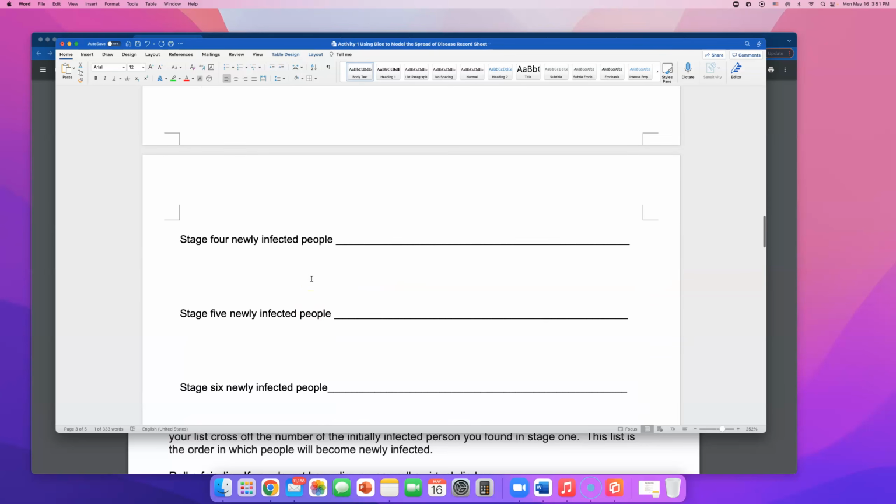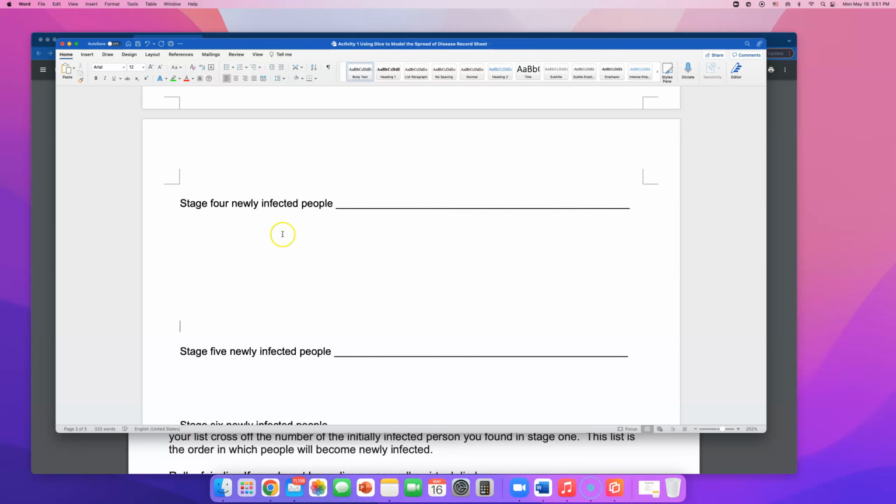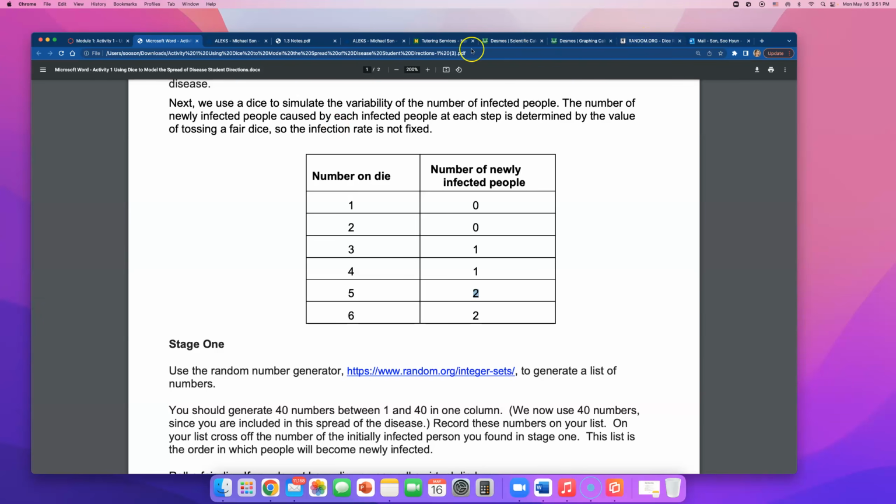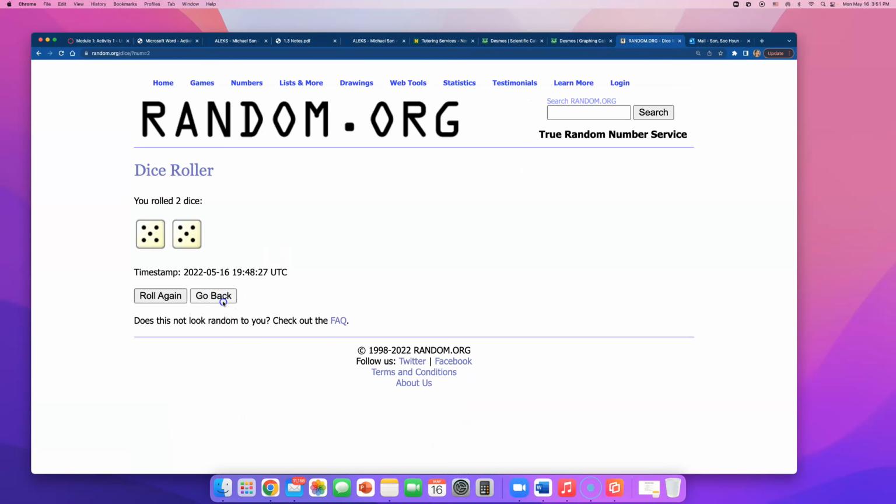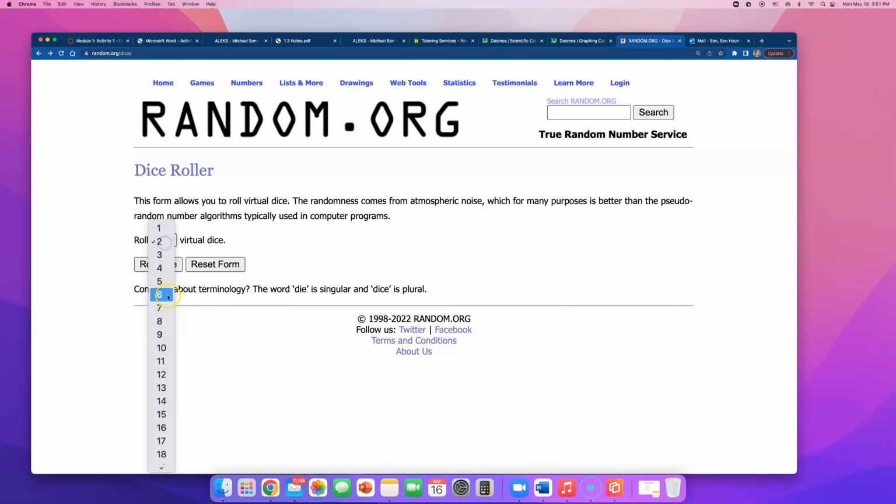So now I am on stage 4. Okay, and I'm going to go ahead and type up my plan. I now need to roll 6 dice because I have 6 infected people at the end of stage 3. Okay, so I'm going to go to the random dice roller and tell it to roll 6 virtual dice. I better see some 1s and 2s.